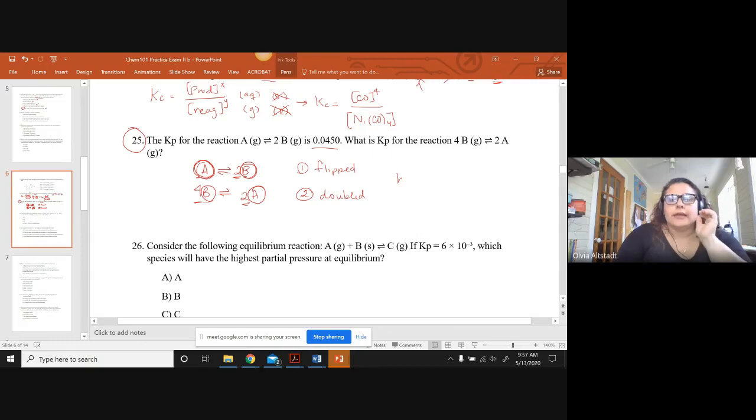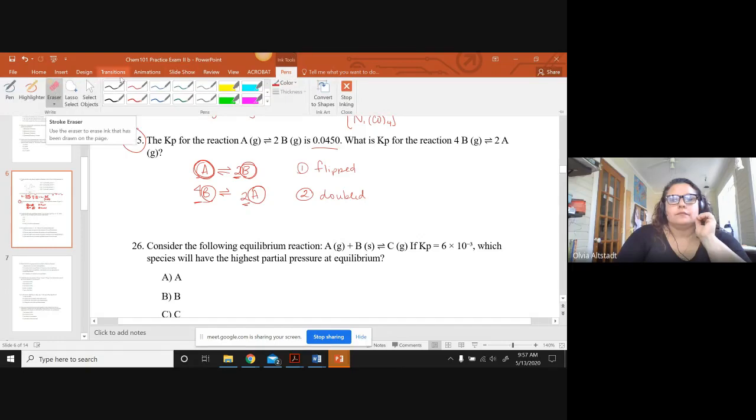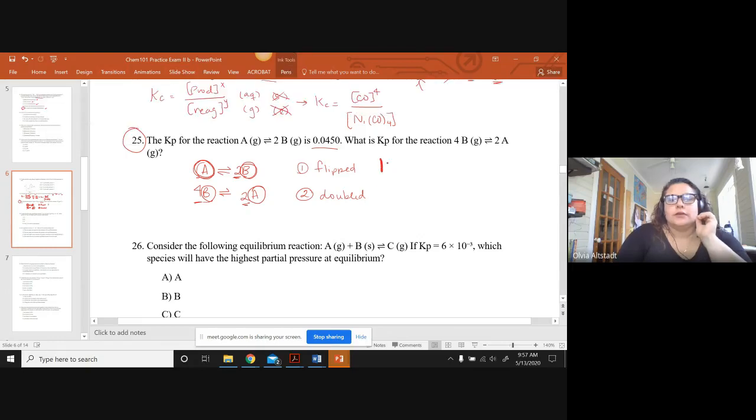Okay, so then Kp. So here you have Kp. And the reaction is pretty much the same. It's just been doubled and flipped. So Kp for this second reaction is going to be doubled and flipped.